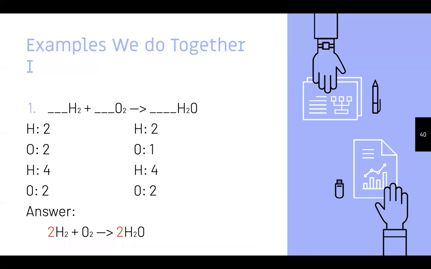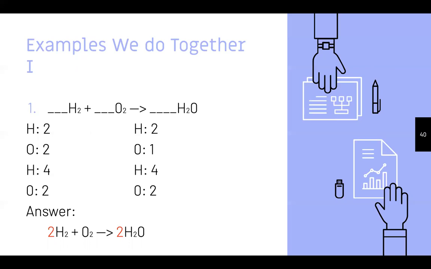Let's do this one together, right? I showed you at the bottom, right? We have 2H initially and 2 oxygen. On the right, we have 2 hydrogen and 1 oxygen. To make it equal, we need to balance the oxygens, because the oxygens do not equal each other. To balance the oxygens, we need to add a 2 coefficient in front of the water.